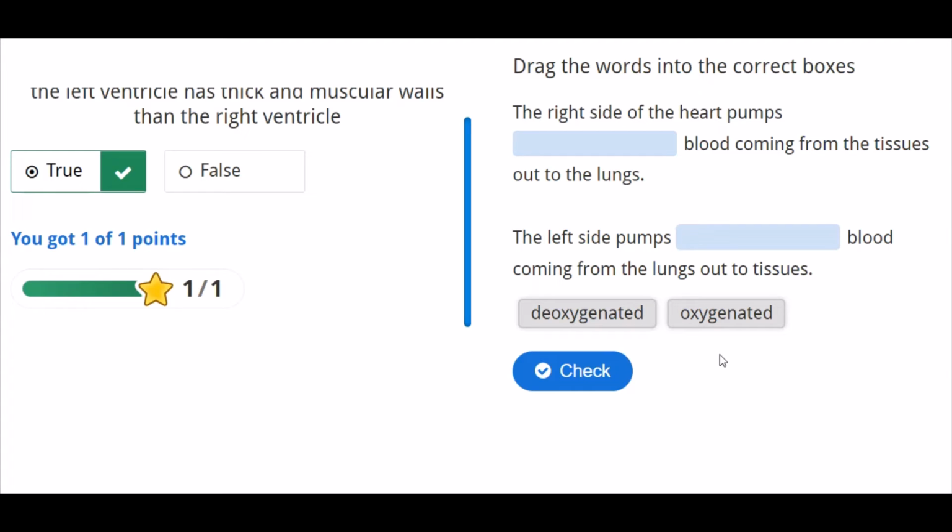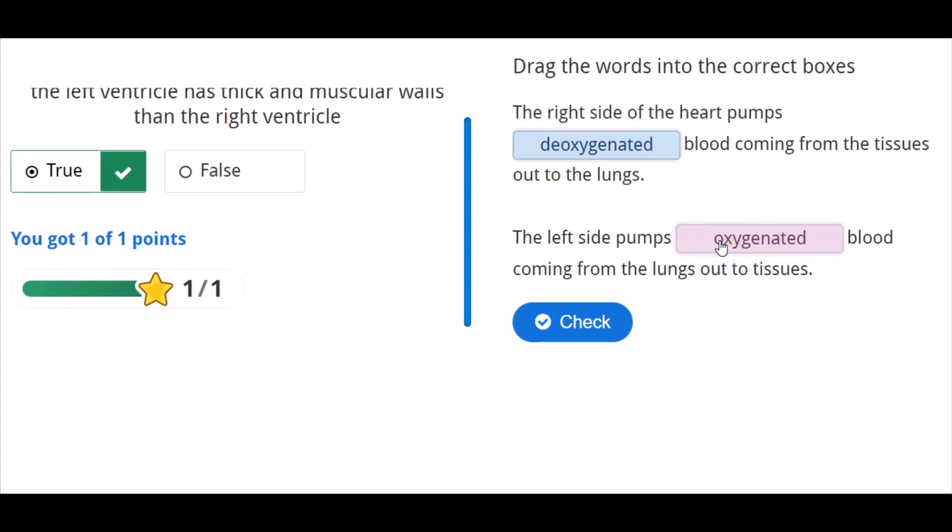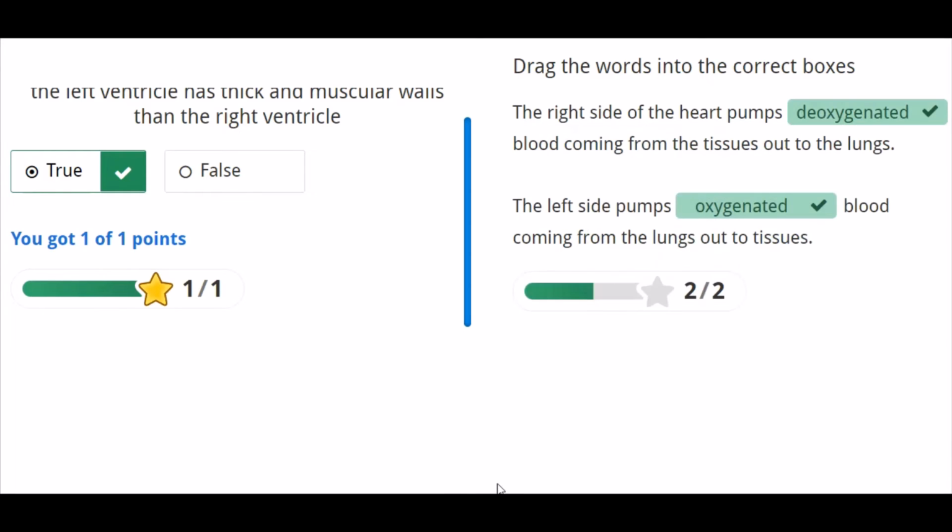Here we're trying to explain that the right side of the heart pumps what type of blood? Oxygenated or deoxygenated blood, coming from the tissues out to the lungs? That'll be deoxygenated blood. The left side pumps oxygenated blood coming from the lungs out to the tissues.